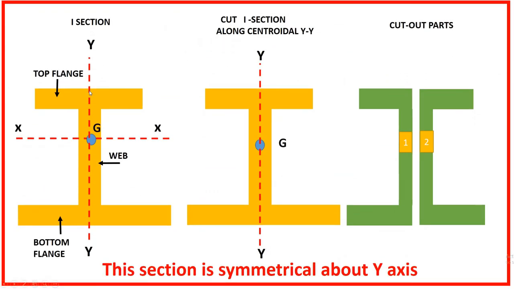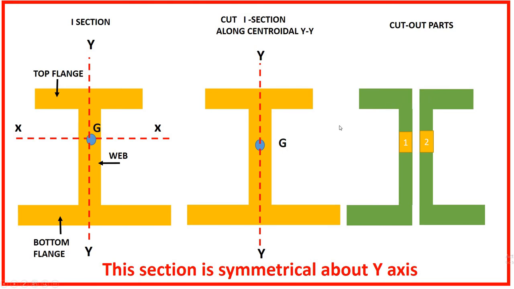Now the same section we have cut along centroidal YY axis. Now resultant parts are part 1 and part 2. Now tell me, is this symmetry along y? Yes, because these two parts are mirror image of each other, means the section is symmetrical about y-axis.